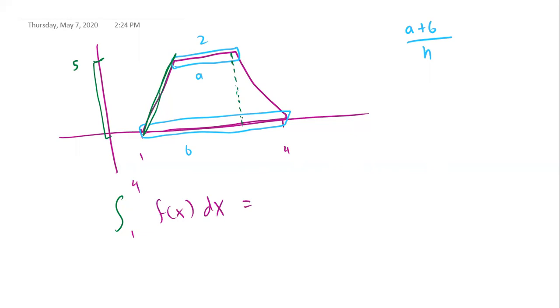So how would this be using the formula here? So a I gave you to be 2. b is this bottom distance, which we see is 4. The height is 5. So it would be 6/5. And those are the only 3 examples that they mentioned here.